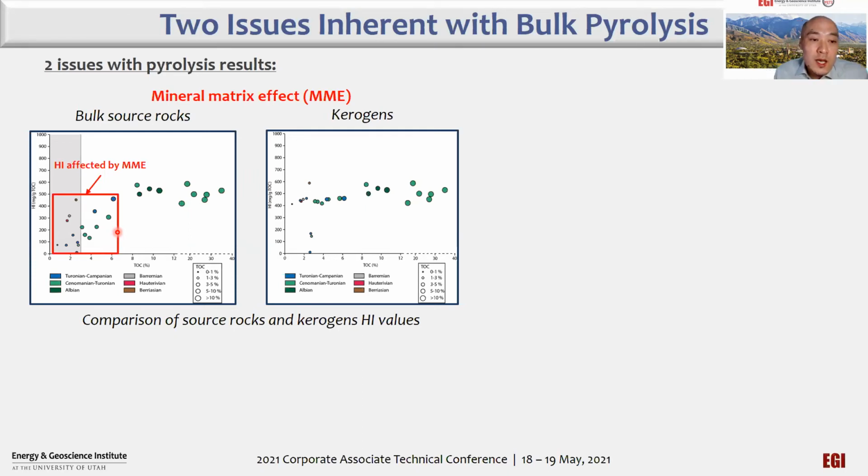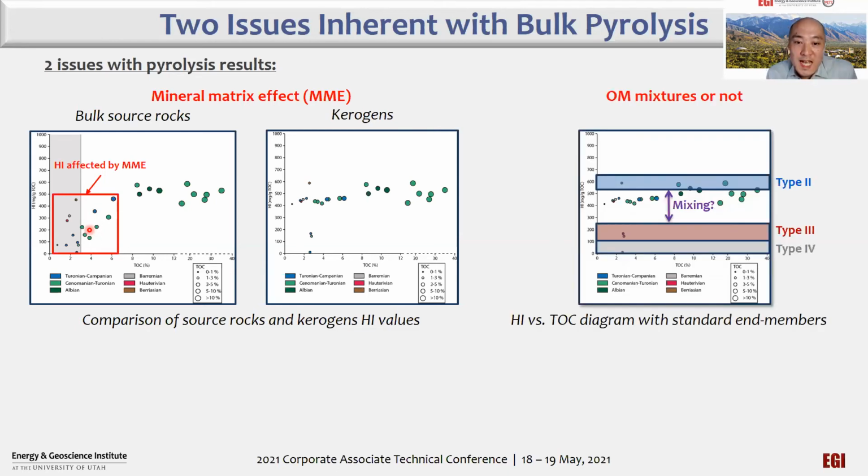And in short, mineral matrix effect lowers the HI of samples if they are relatively rich in clay minerals. And that could lead to misevaluation of source rocks. The other issue is classification and identification of organic matter end members. Often you have samples with HI values ranging that of type 2 and type 3.